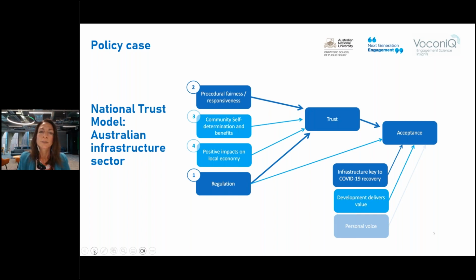In our national trust model, the number one driver of public trust in major project delivery is their confidence in government regulation to appropriately guide the projects and protect public interest. So regulation becomes incredibly important to the social piece because that governance informs trust and it informs acceptance. So there is a very, very strong policy case to be made for paying more attention to the S in ESG.